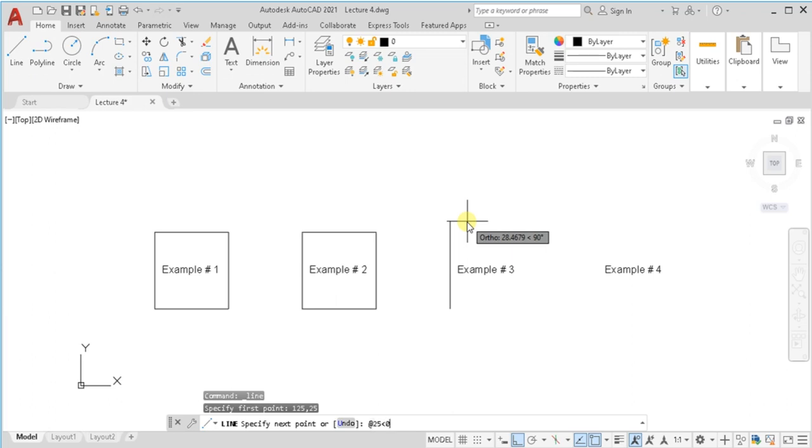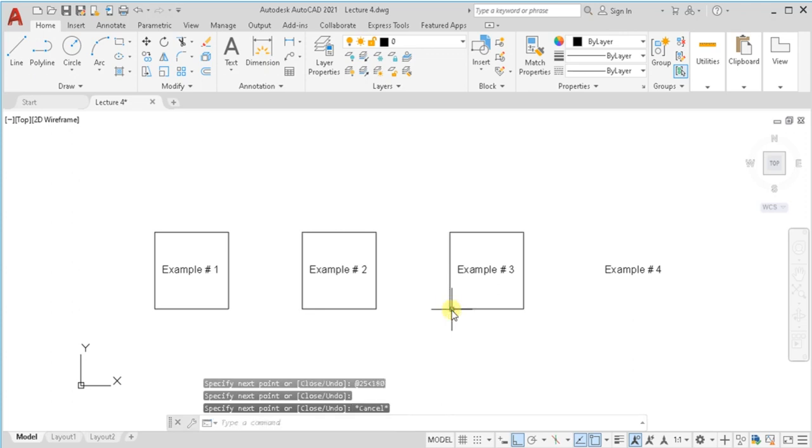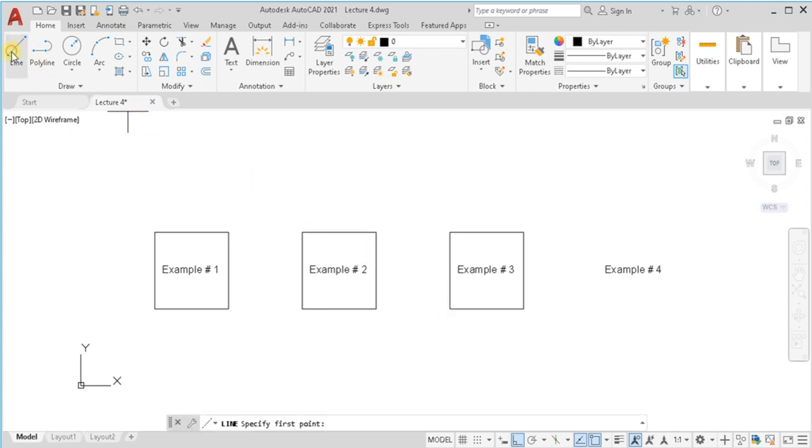The next is using angles. So, we will start with 125, 25, and then we will write the at sign, 25, the less than sign and then 0, which means 25 at 0 degrees, then 25 at 90 degrees, then 25 at 180 degrees, and we will bring it back to the start point again.